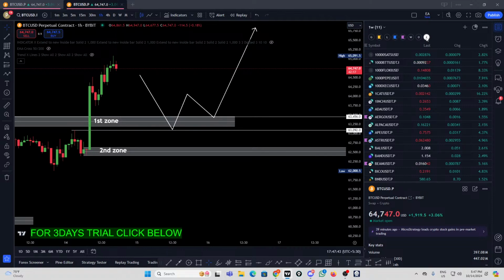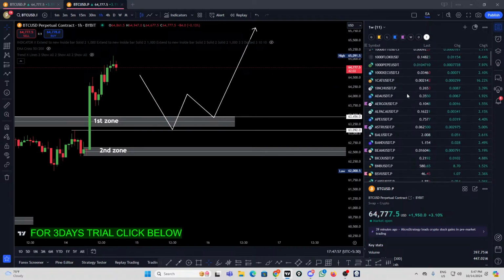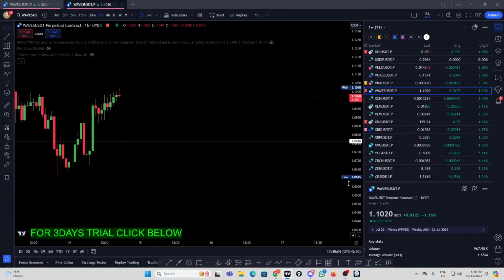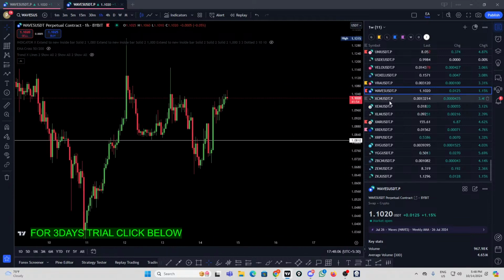As I mentioned today, you guys may know that on the UK session we have selected the 10 tokens. Apart from that, I'll also find other tokens, because we have a lot of different pairs like Waves USDT. So I'll start finding trades, and if I get something there, I'll try to post it.